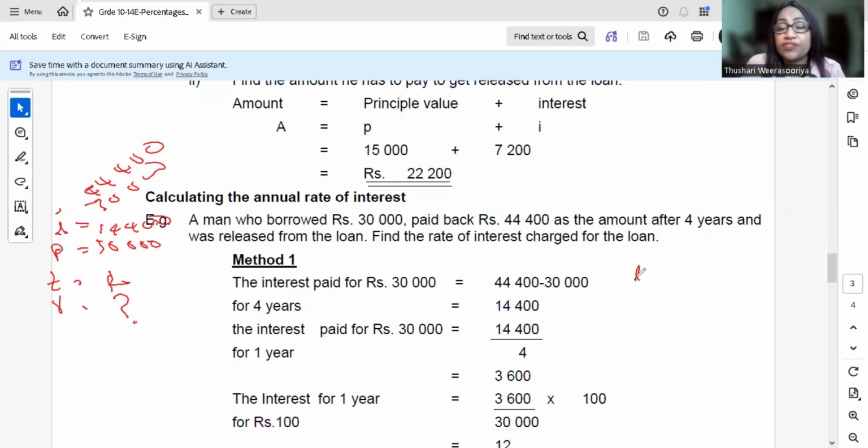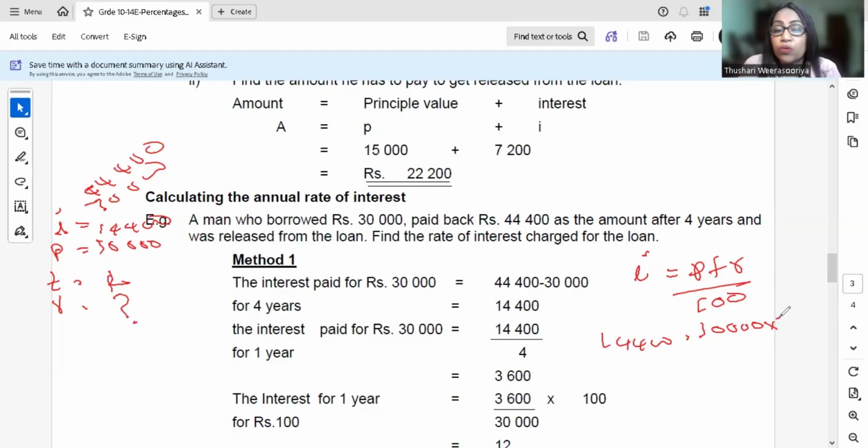They're asking for the rate. So very easy. You have the formula. It's like a machine. You put everything into the machine, like a washing machine. You put the clothes in and the clothes are washed by the washing machine. This is our machine: I equals PTR over 100. You put the data into the machine, you will get the answer. What is I? 14,400. Principal amount, 30,000. What is T? 4. What is R? We don't know.